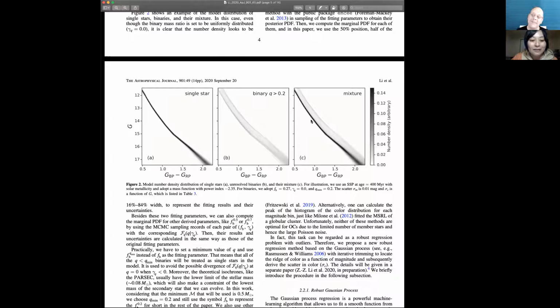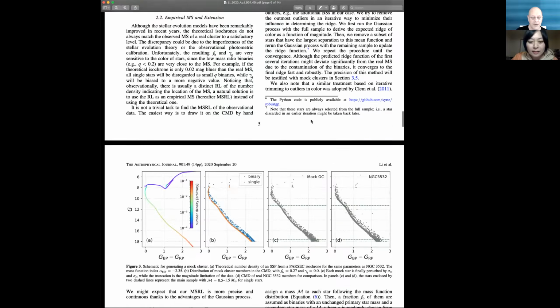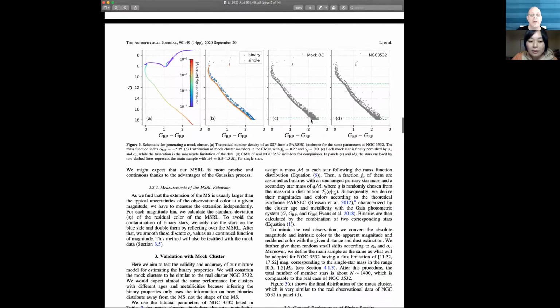In the following, we validate our method with mock samples in section 3, I think. Figure 3. Yeah, figure 3.